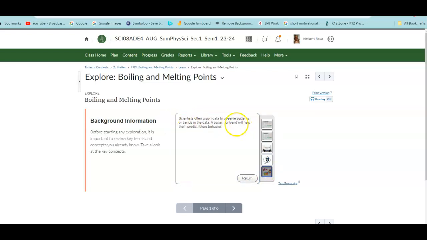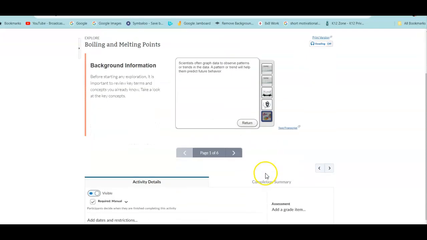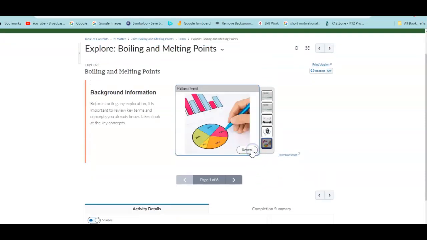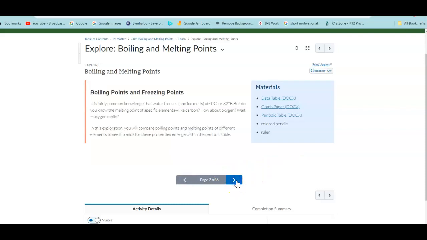Here we're talking about why we use data and graphs, so that's to try to find a pattern. That is important as well. And I think that's all of those important points that we need.